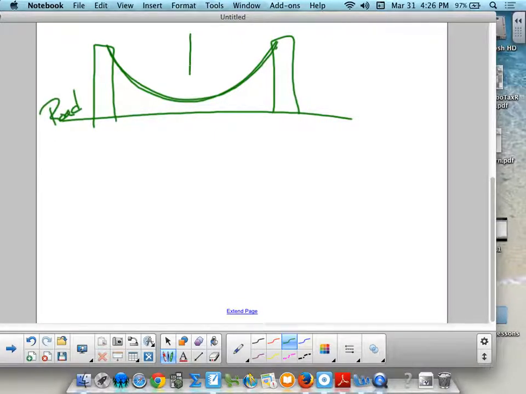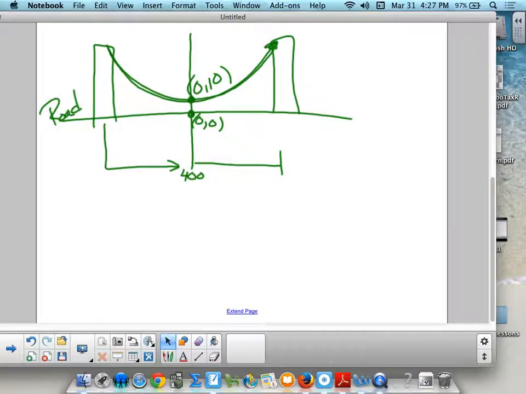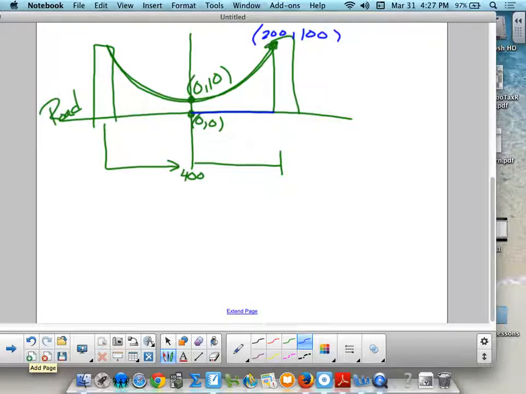Now, if I put the origin right here at 0, 0, I would know this is 0, 10, because it's 10 feet off the road. I didn't read that. If the lowest point of the cable is 10 feet above the road, find the vertical height of the cable at 50 feet from the center of the bridge. Well, if the distance from the tower to the tower is 400, I would know that from here to here is 200. So this is 200 comma 100. So I already know a point on my problem. I already know this point, it's negative 200, 100.